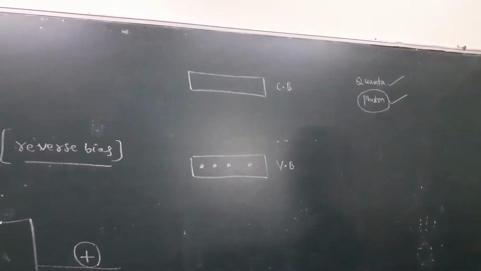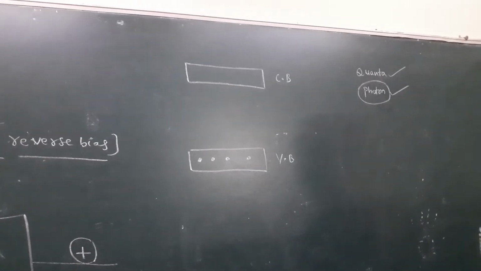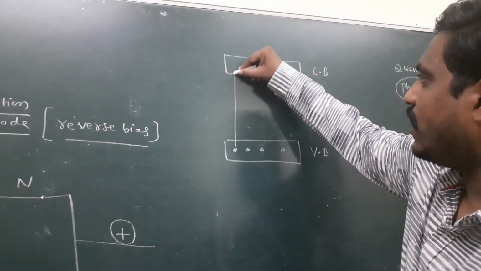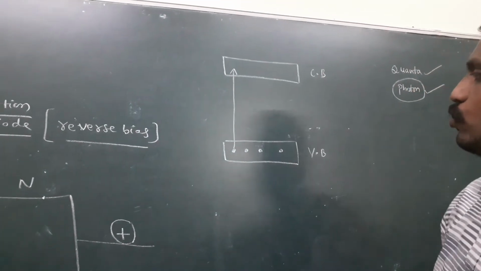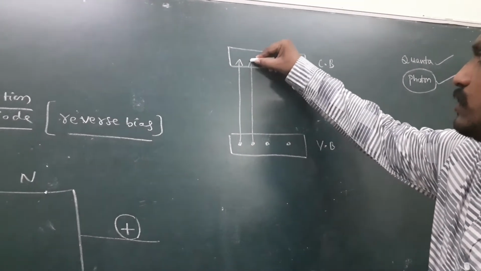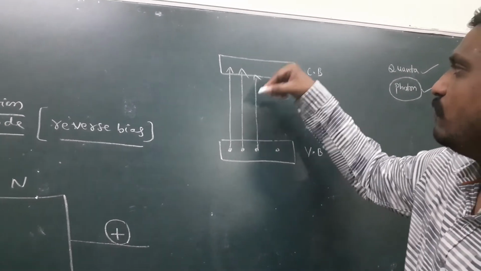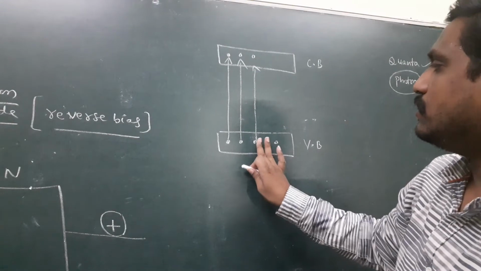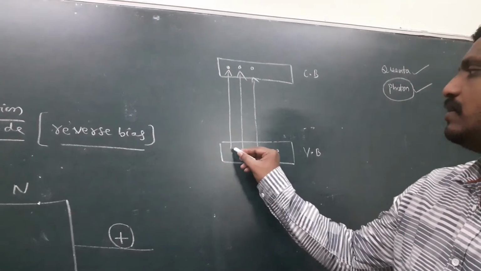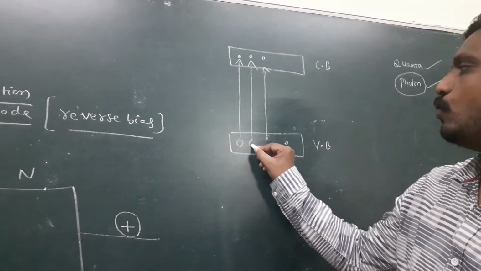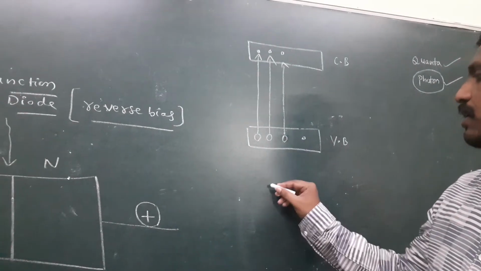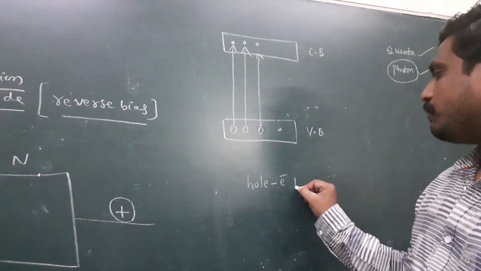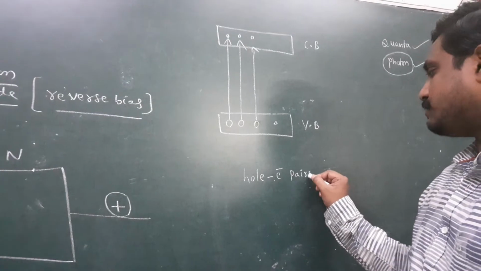One photon, one energy packet, moves an electron from the valence band to the conduction band. Two packets, two electrons move. Three packets, three electrons move, from the valence band to the conduction band. A vacancy is created, and this vacancy is nothing but the hole. That means when light falls on the diode, hole-electron pairs are created in the substance.